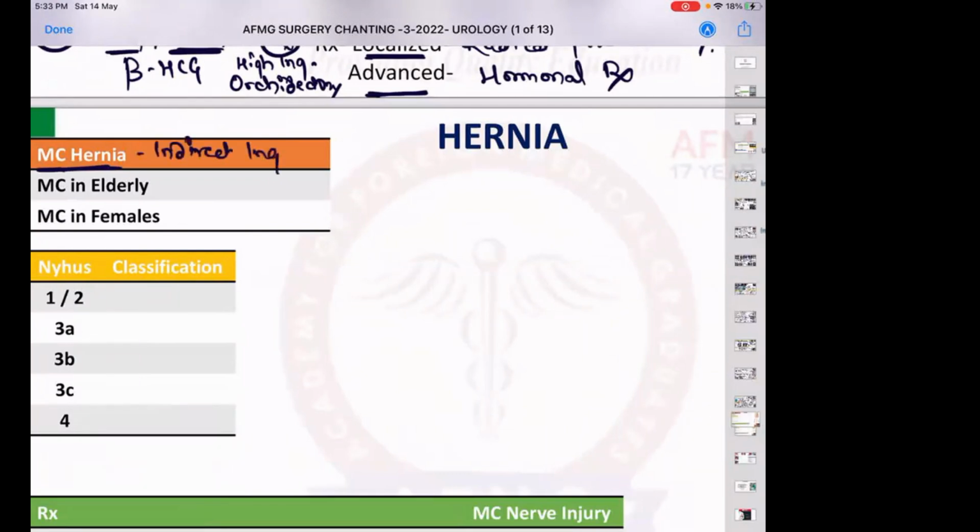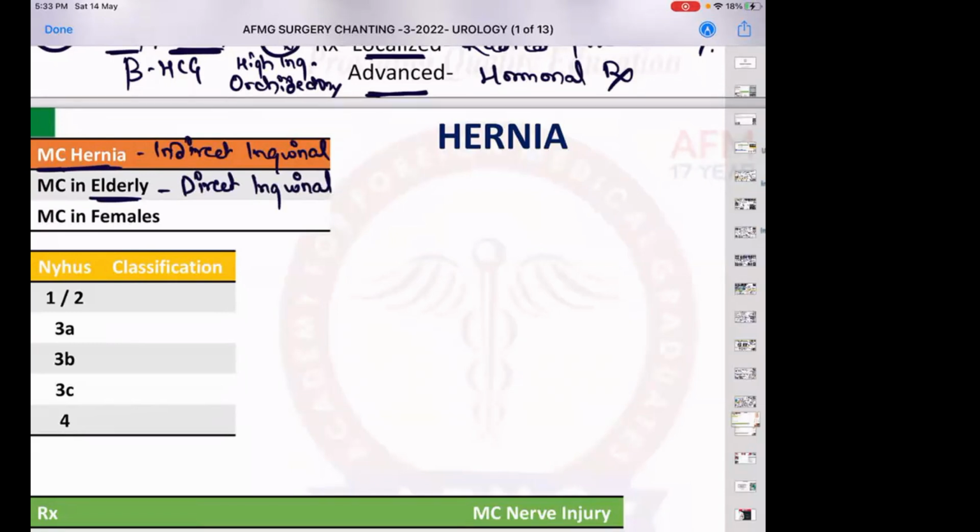Most common hernia in elderly patients is the direct inguinal hernia. Very good. Most common hernia in elderly patients is usually a direct inguinal hernia.